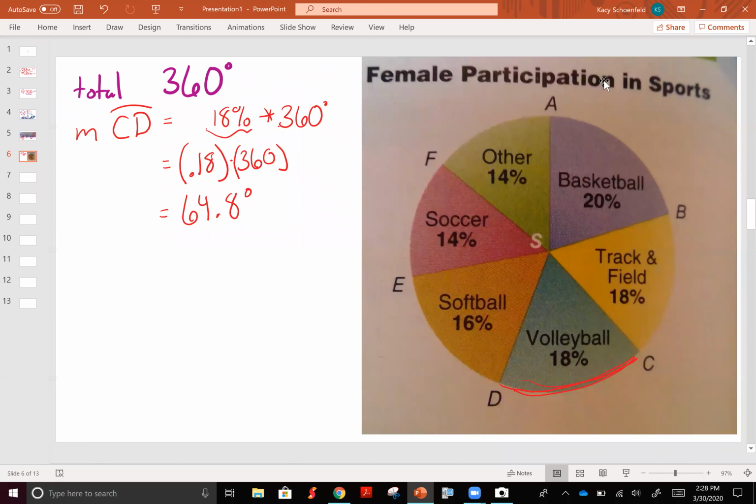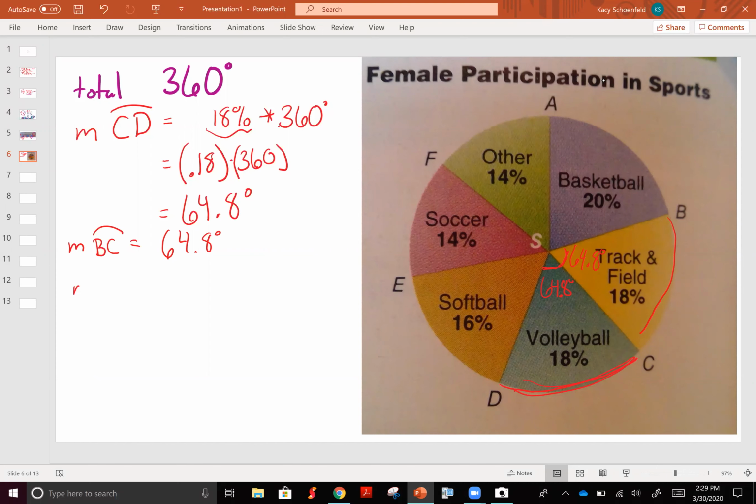So there's a few other ones that we can find. You can find, hey, what's the measure of arc BC? So let's go over here and find BC. And we're like, hey, that's also 18%. We do not need to do more work. This angle right here, we already figured was 64.8 degrees. So this thing right here is also 64.8. You do not need to do more work than you need to. You don't need to remultiply this. You're just going to be like, whoa, I have another 18%, and that's going to be 64.8 degrees.